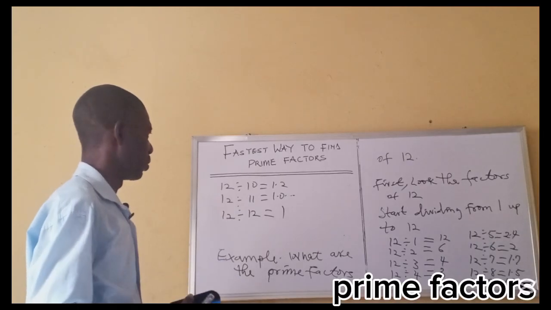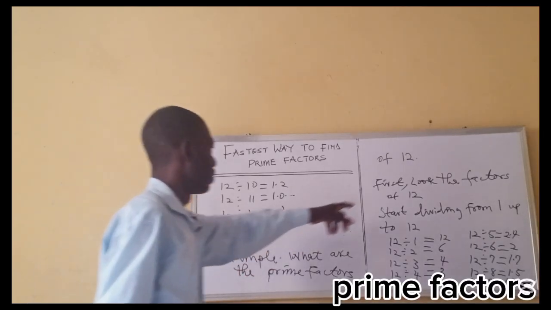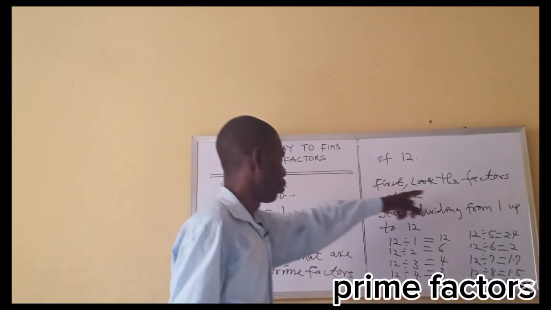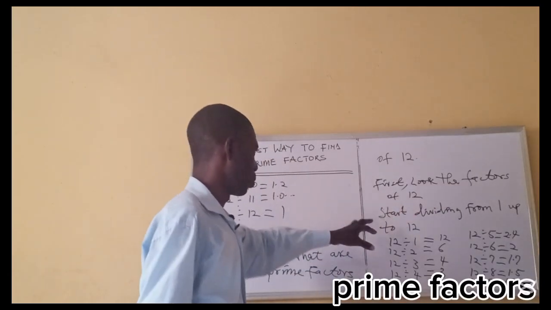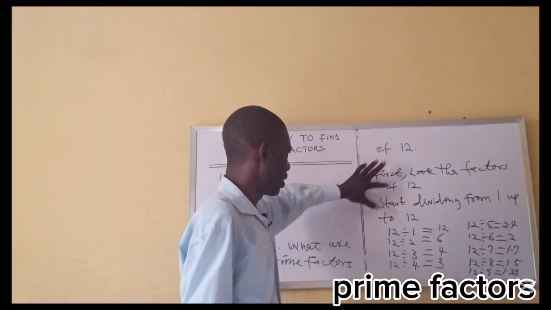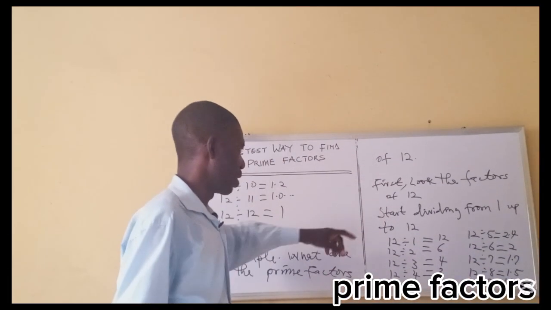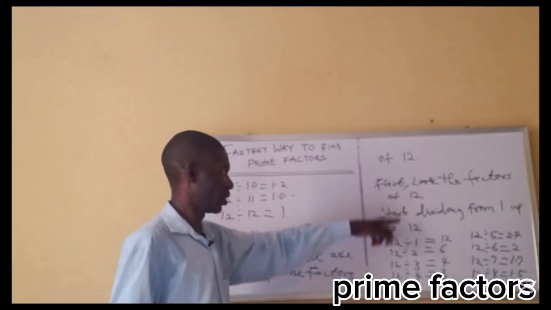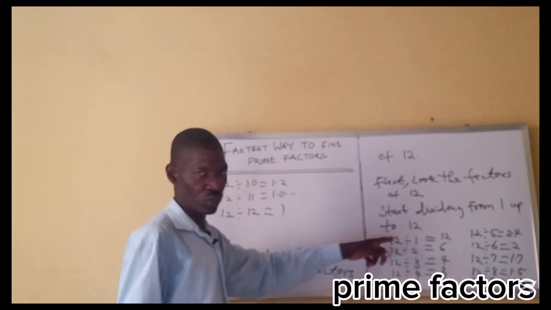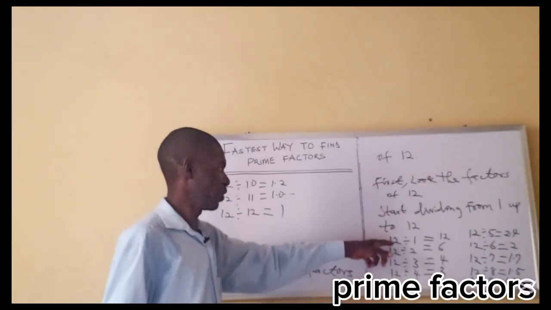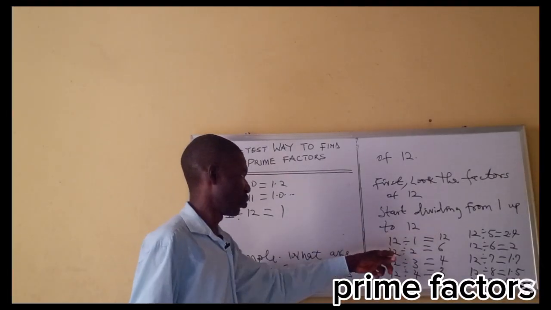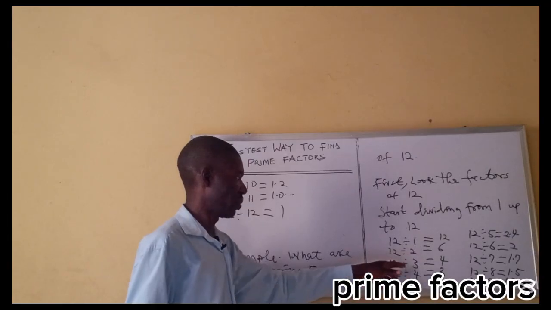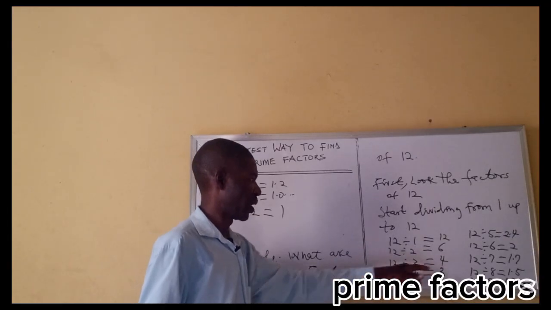So look at it. The first step is to look for the factors of 12. When I told you that to get the factors of 12, what you need to do is to start dividing from 1 up to 12 itself. So this is what we have just done. 12 divided by 1, 12. 12 divided by 2, 6. 12 divided by 3, 4. 12 divided by 4, 3.